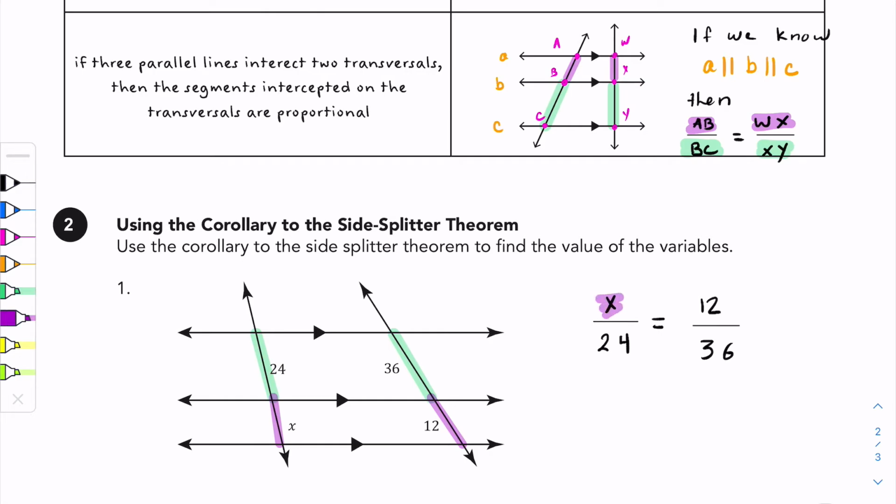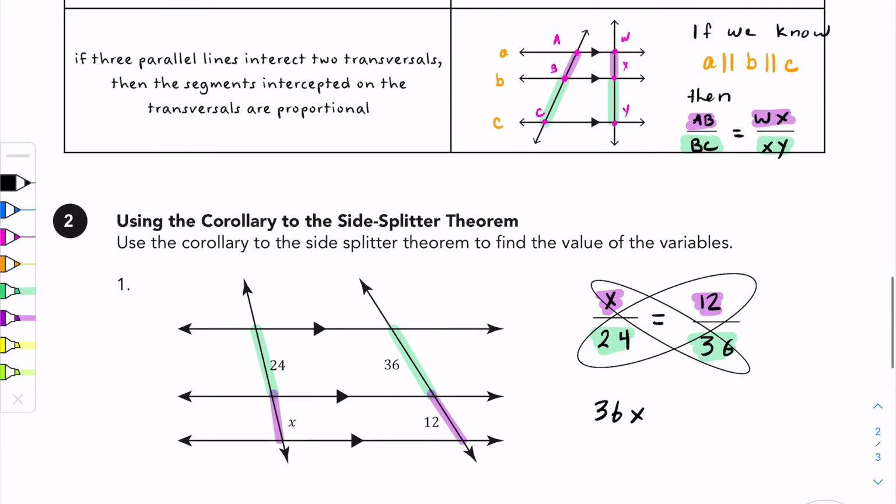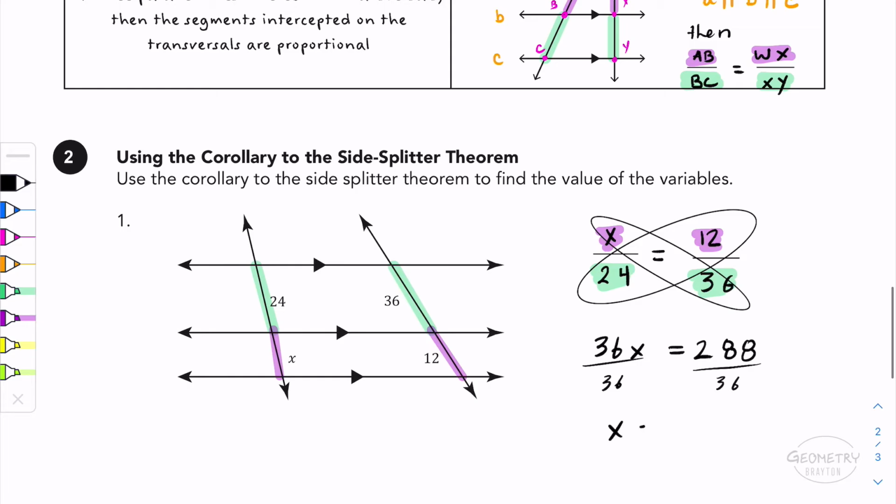And you could flip these, like x and 12 could be your denominator and 24 and 36 could be your numerator. You'll end up with the same answer. Just make sure, again, you always stay consistent. That's the biggest thing. We end up with 36x is equal to 288. When you divide both sides by 36, x is equal to 8.